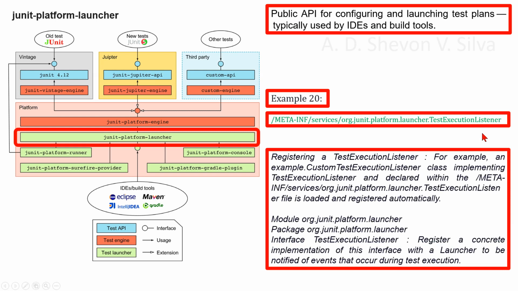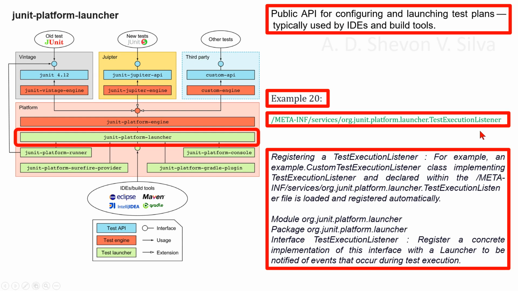Now we are considering registering a test execution listener. For example, an example.CustomTestExecutionListener class implementing TestExecutionListener and declared within the /META-INF/services/org.junit.platform.launcher.TestExecutionListener file is loaded and registered automatically.